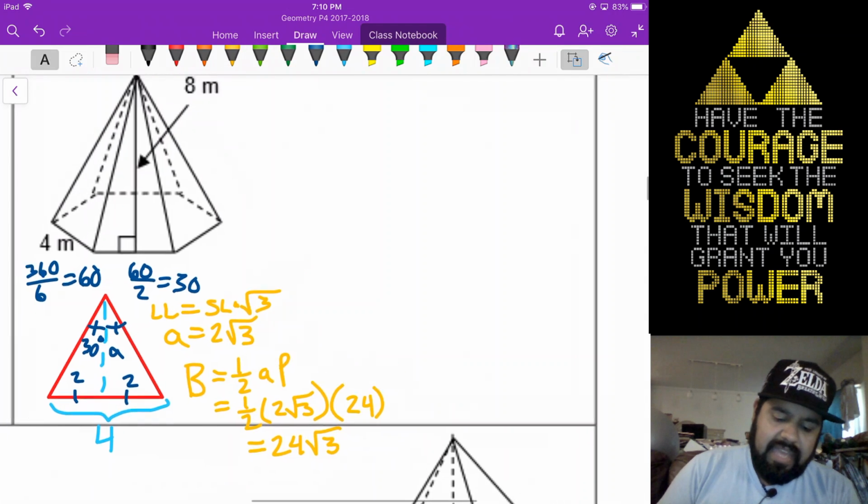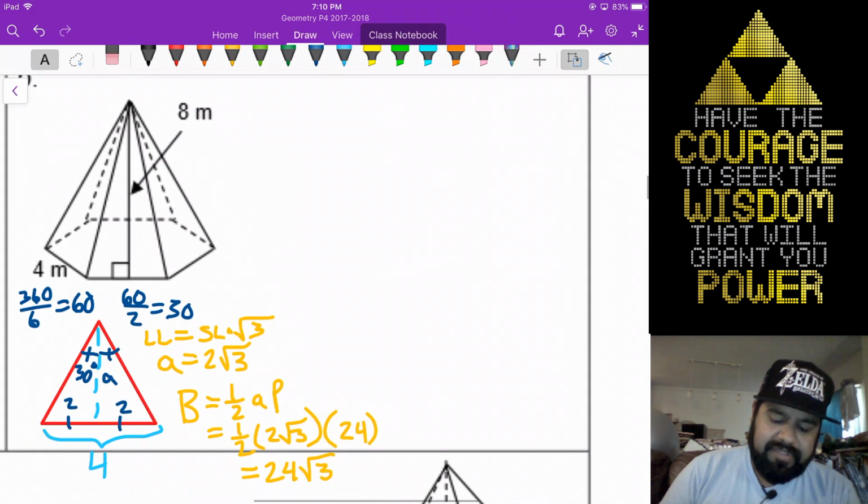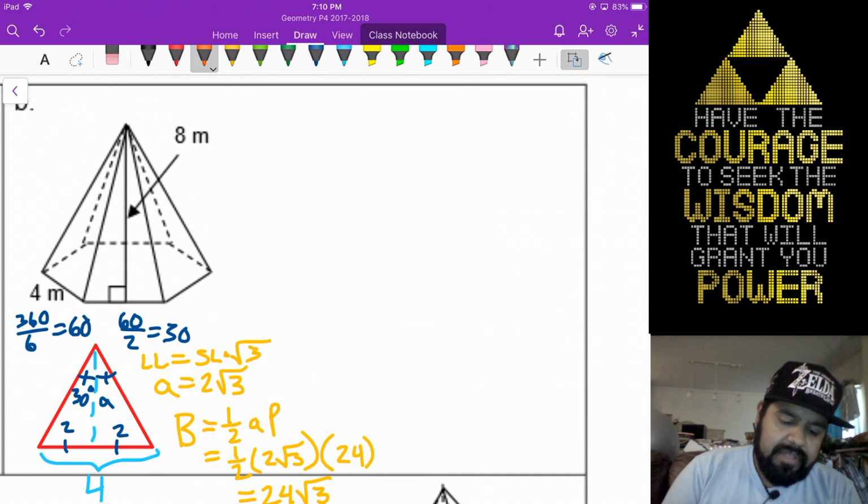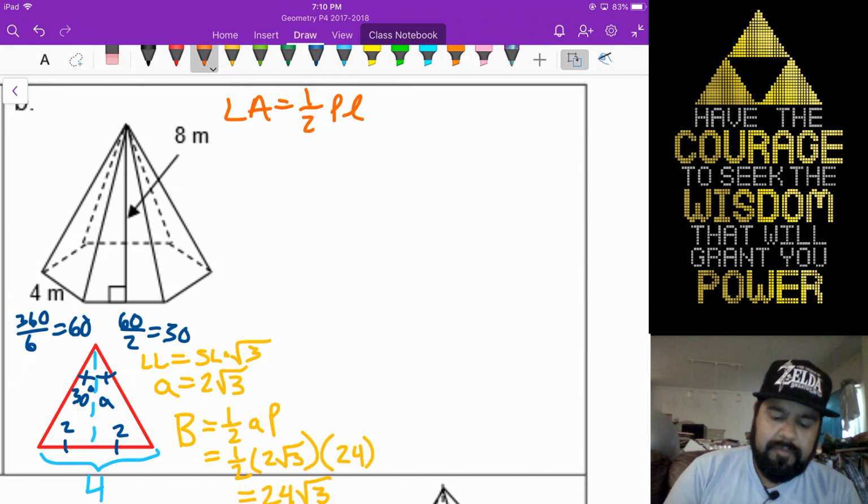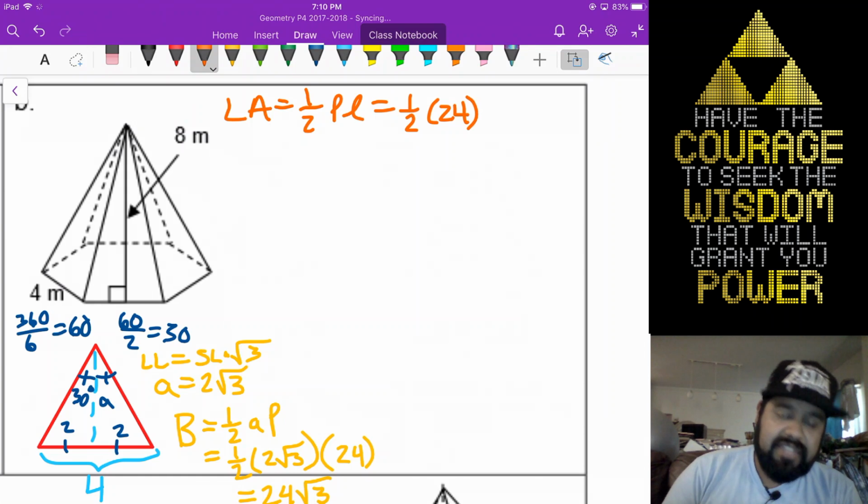Now let's go into the actual part of this, the surface area and lateral area. Lateral area, we know, is for a pyramid 1/2 perimeter times the slant height. So our perimeter we just established was 24. So 1/2 of 24 times the slant height, which is given unto us, this 8 right there.